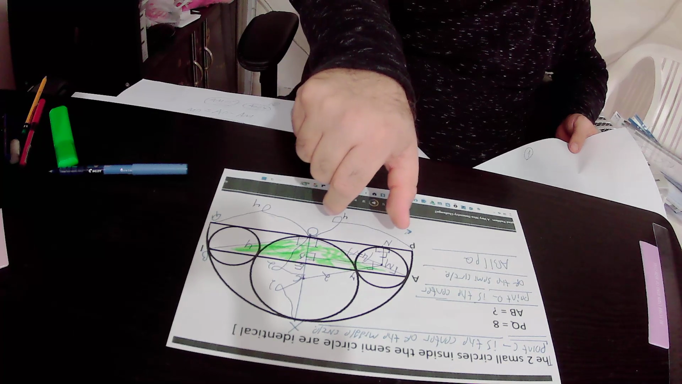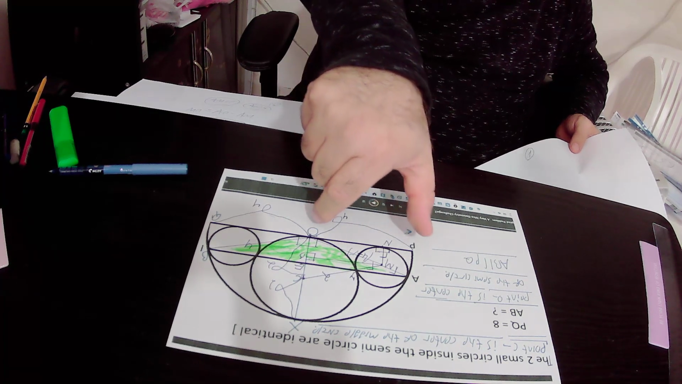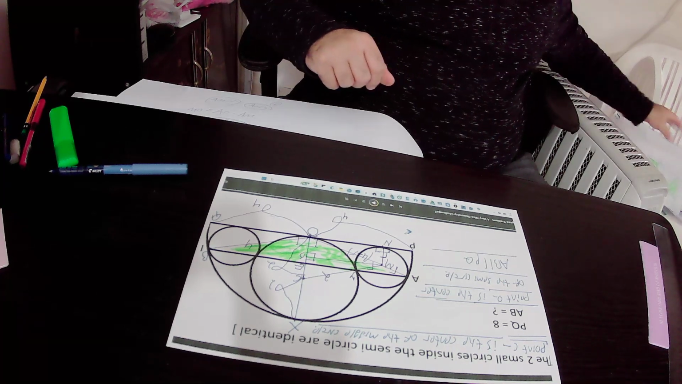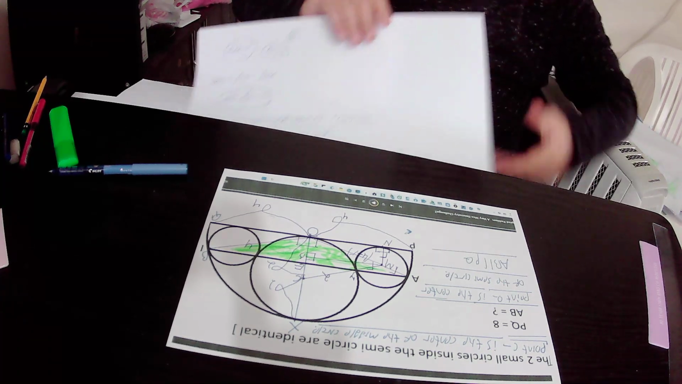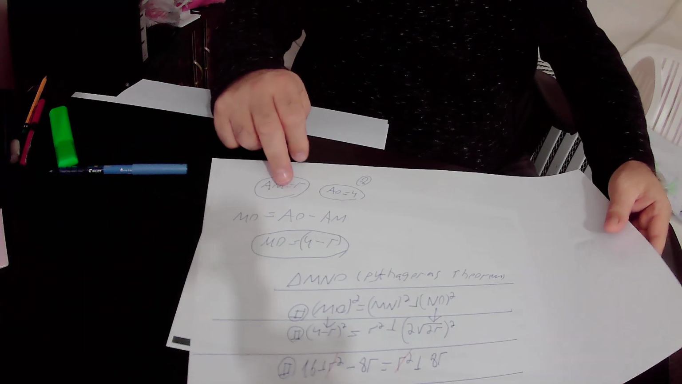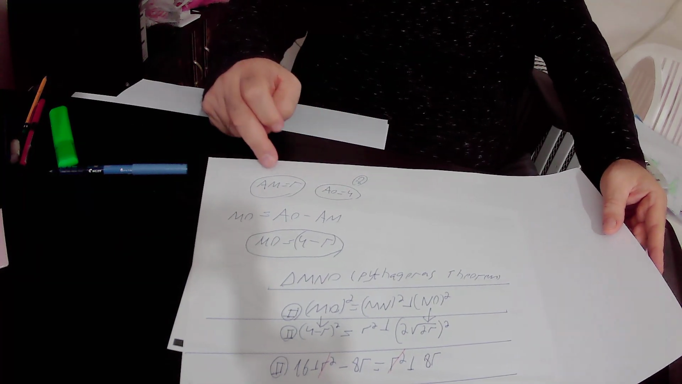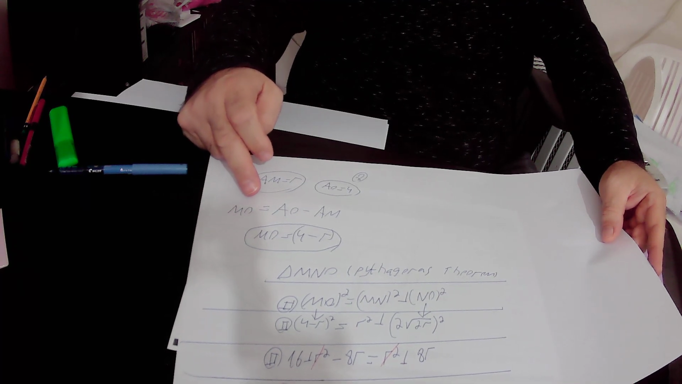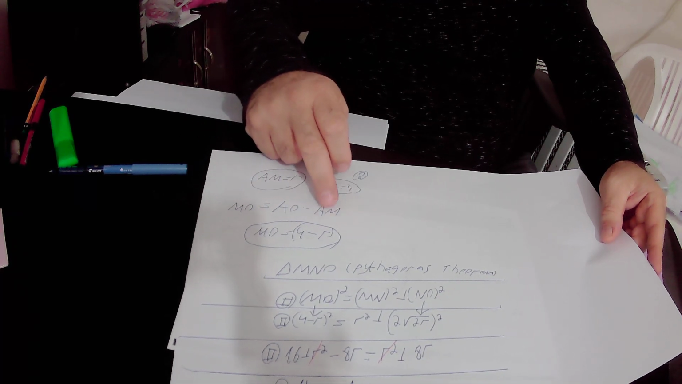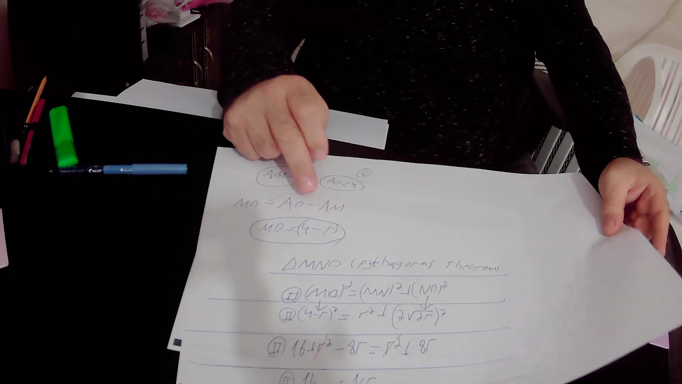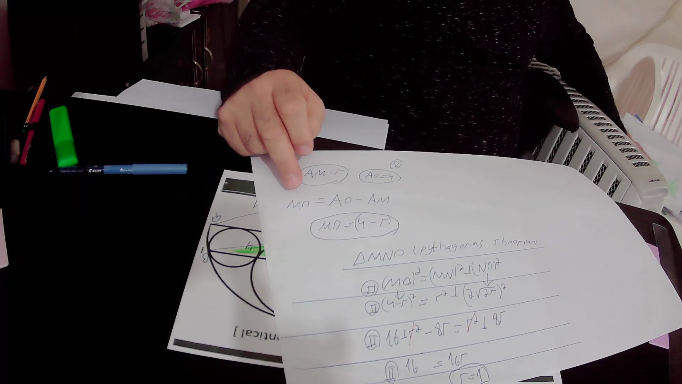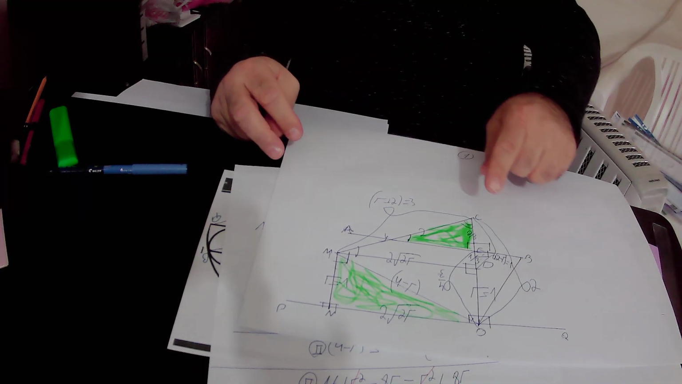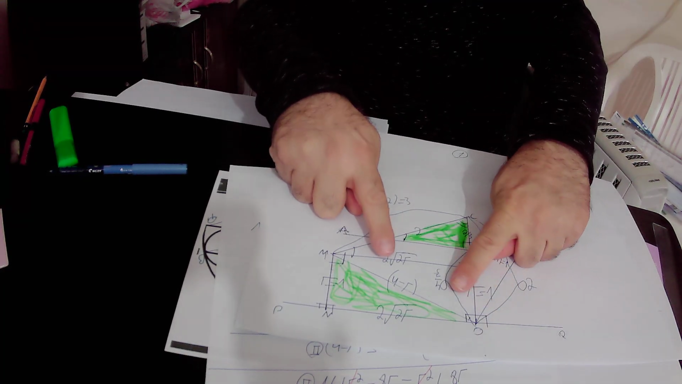And what is the value of MO? MO equals AO minus AM. AM equals R, and AO equals 4. So in total we got that MO equals AO, that is 4, minus AM, that is R. So MO equals 4 minus R. So we can write here that MO equals 4 minus R.